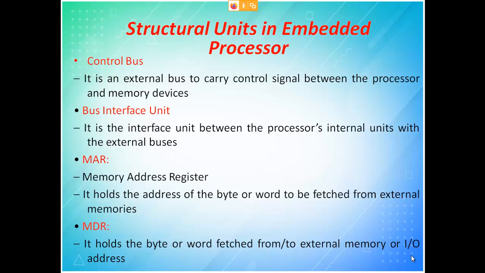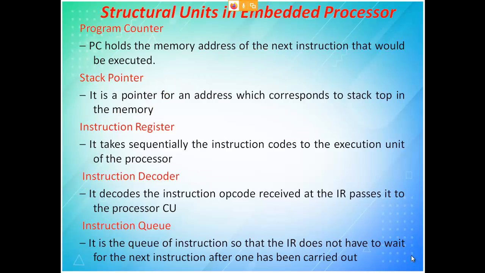Then comes MDR. It holds the byte or the word fetched from the external memory or input output address. So now it is for external. What we have seen before is internal, and this is external. Then comes your program counter. I think you all know what is called program counter. You might have studied in microprocessor and microcontroller what is called a program counter. So program counter is nothing but, when I start executing my program line by line, the next line to be executed will be there in the program counter.